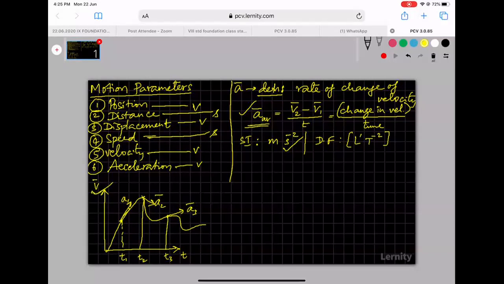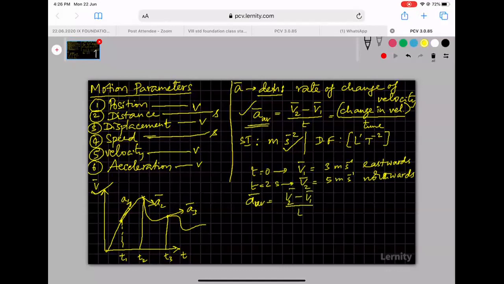Average acceleration is measured as change in velocity by time taken. Say for example at t equal to 0, the velocity of an object was 3 meters per second eastwards. Direction needs to be specified. At t equal to 2 seconds, say the velocity of the object is 5 meters per second northwards. Average acceleration during that time interval is nothing but change in velocity, v2 bar minus v1 bar, by time taken.